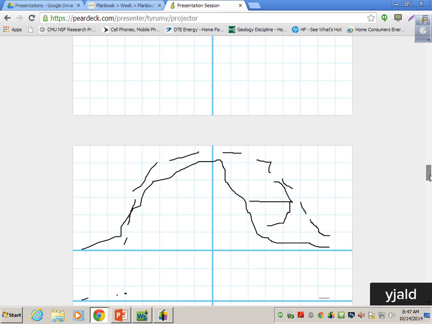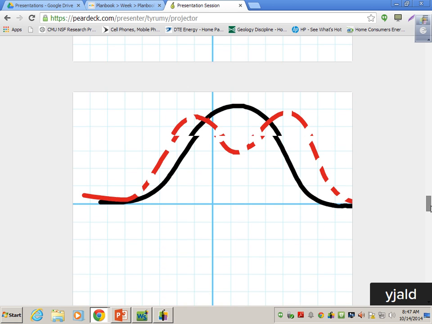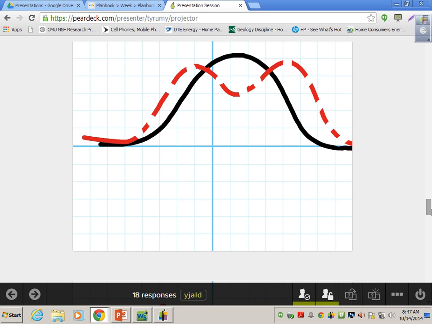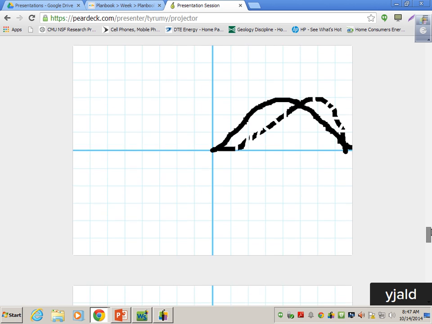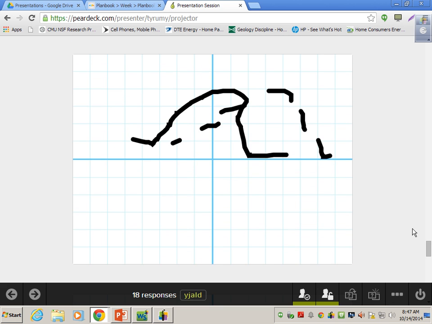Very good. Oh, that one's not good. Those are some straight lines. But this is no good. That's no good. That takes a straight finger.